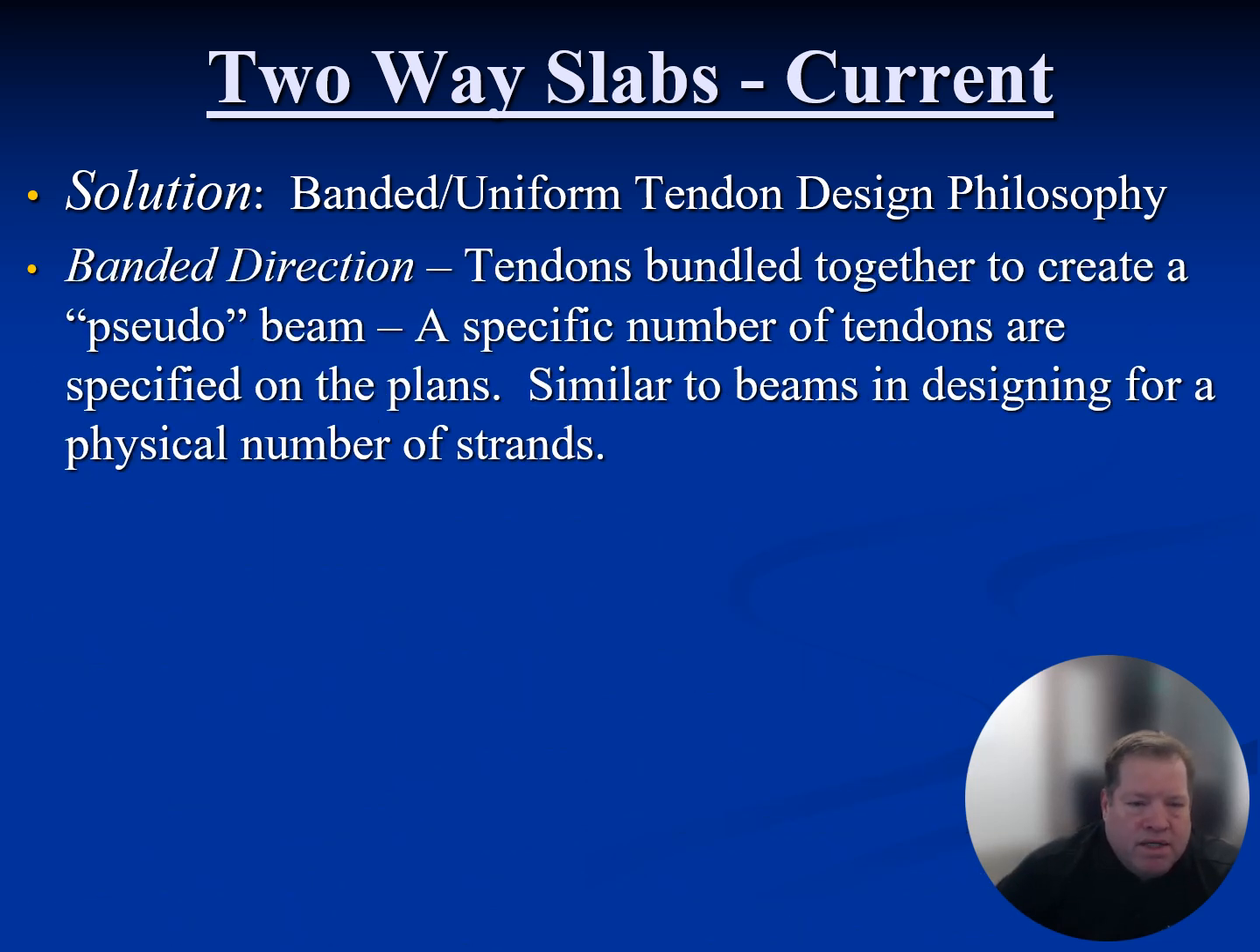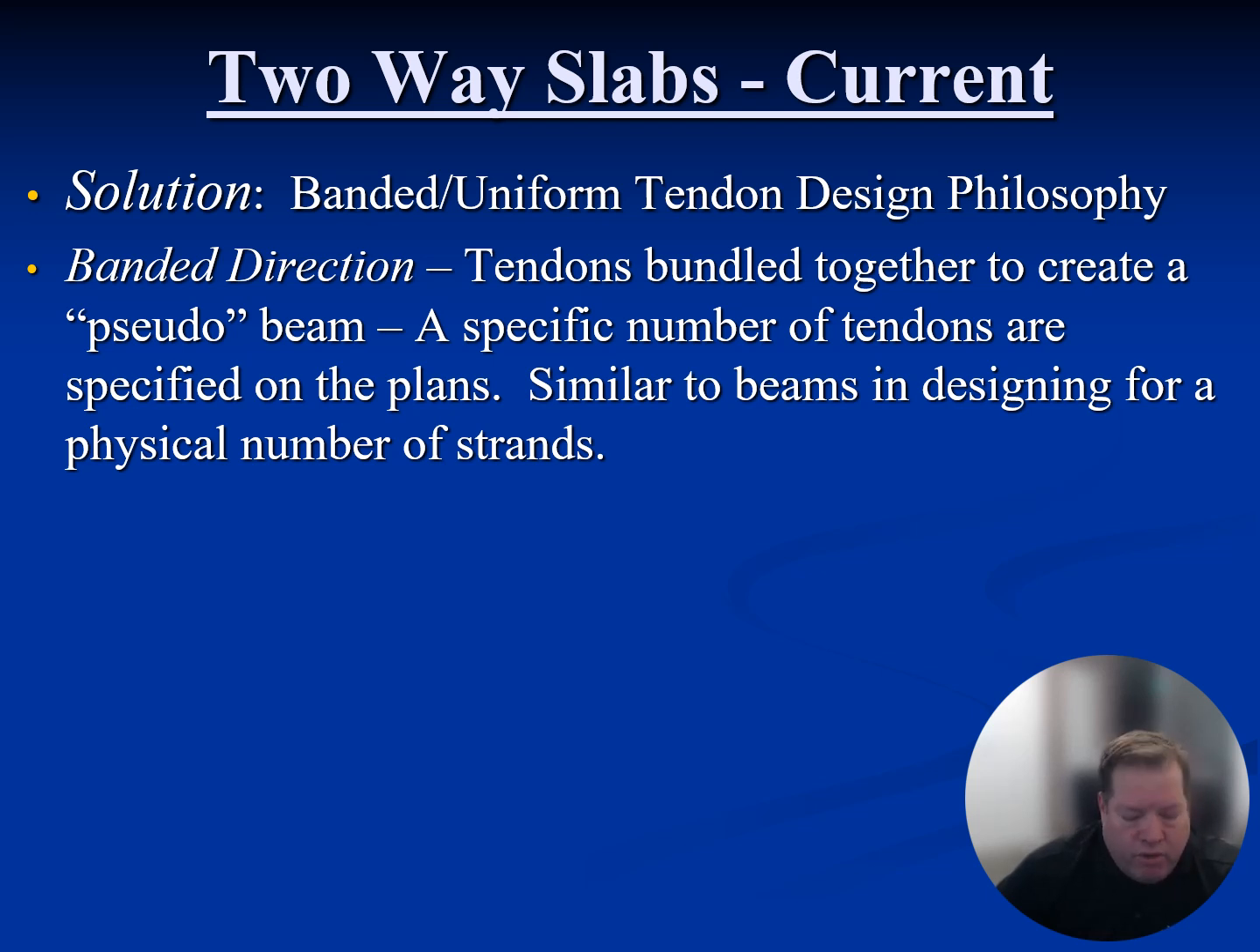The solution was in one direction, we'll call it the band direction. You're going to take all the tendons in your design strip, let's say 30 feet, and instead of having them at 2 feet on center, you're going to compress them into roughly a 4 or 5 foot wide pseudo beam that would go column to column to column and basically be very similar to a girder line in steel. So you would say along grid D, I want 20 strands. They would put typically 4 bundles of 5 strands right through the column core, and that is your girder line.